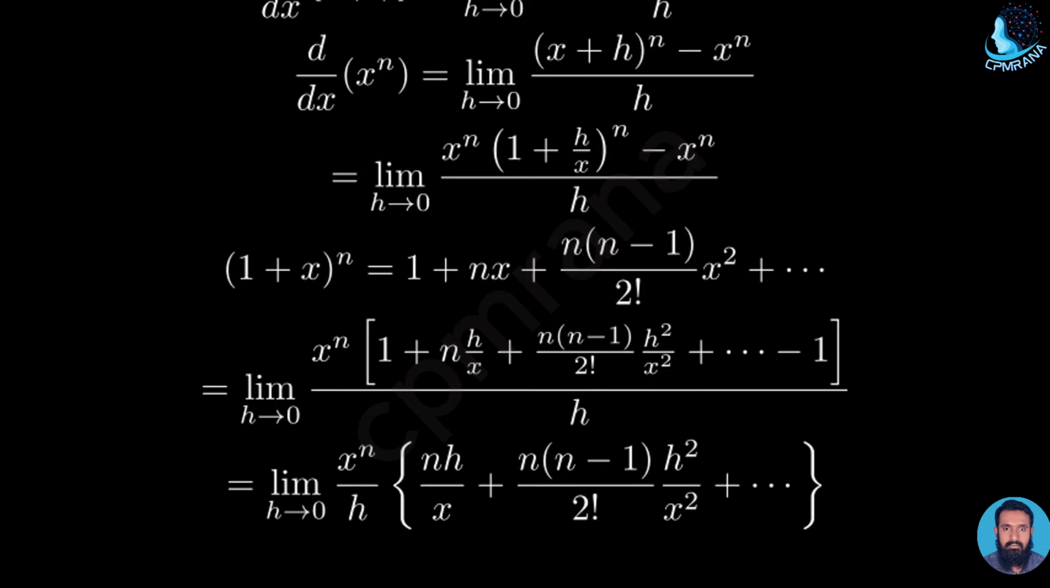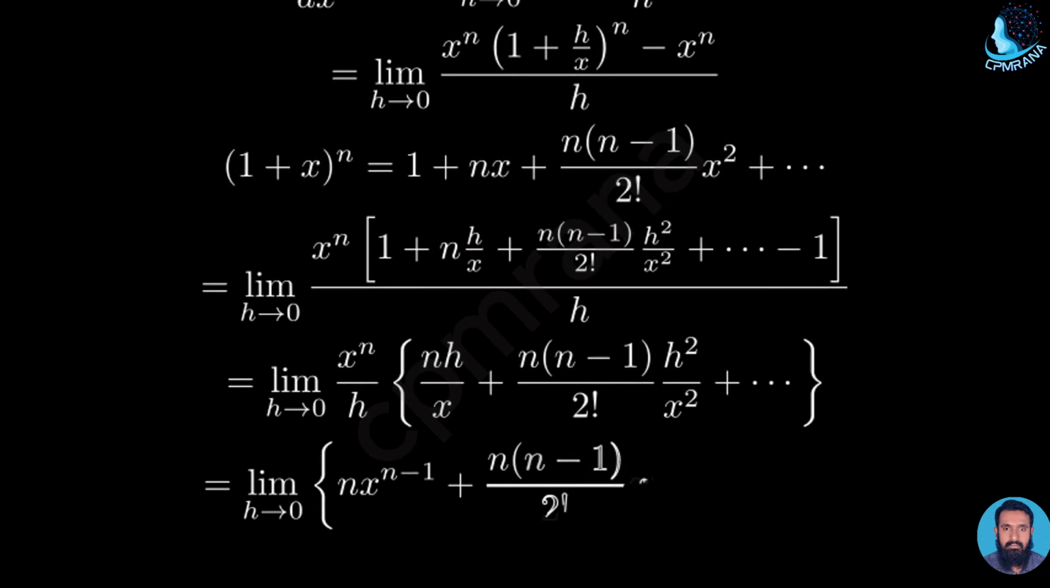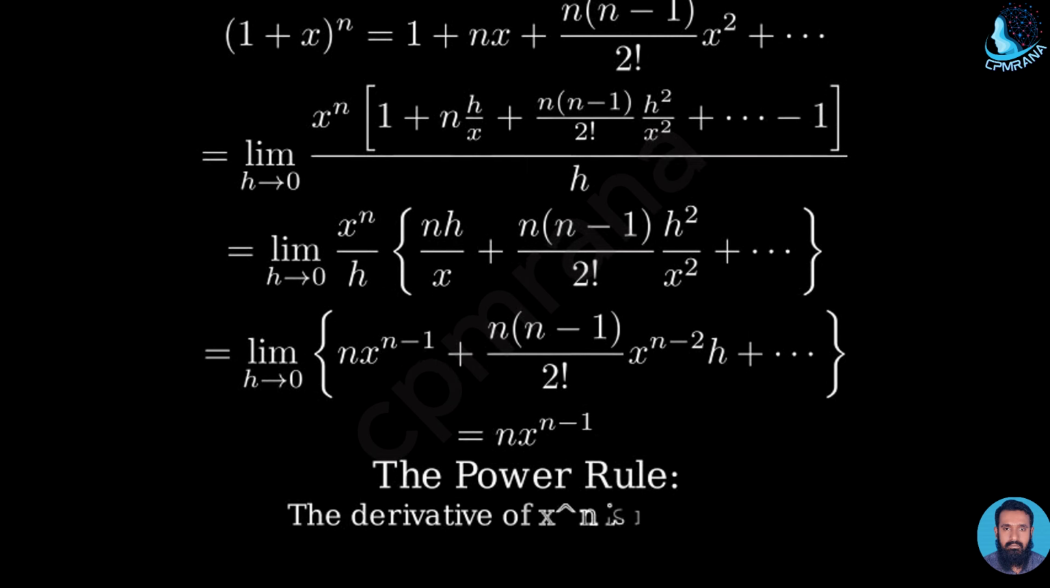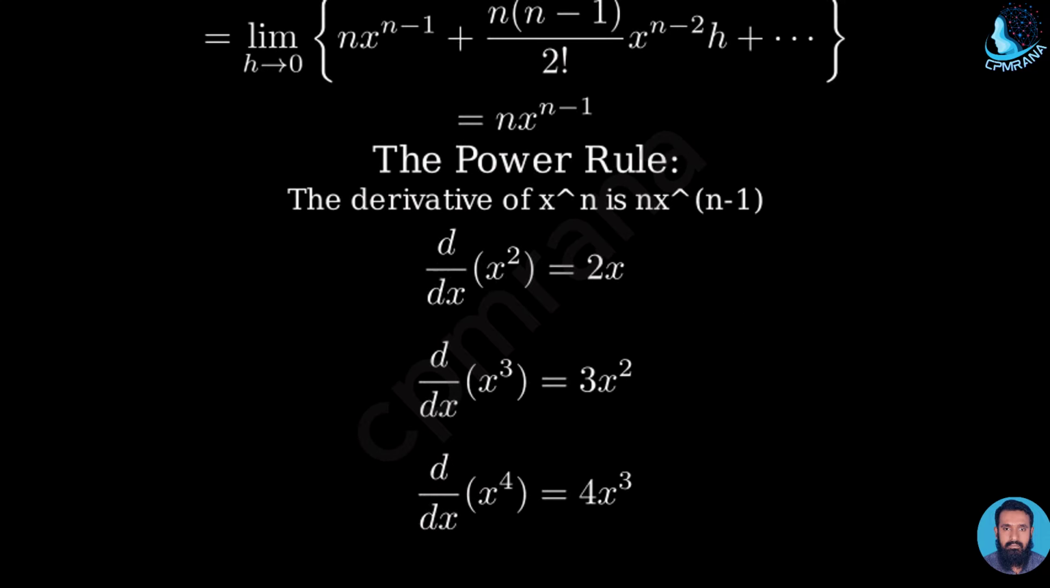When we distribute x to the n over h, we get nx to the n minus 1 plus n times (n minus 1) over 2 factorial times x to the n minus 2 times h plus higher order terms. Finally, as h approaches 0, all terms containing h go to 0, leaving us with just nx to the n minus 1. This is the power rule for derivatives. This proof shows us why when we differentiate x to any power n, we multiply by the power and reduce the exponent by 1. It's a direct result of using the limit definition of derivatives combined with the binomial theorem.